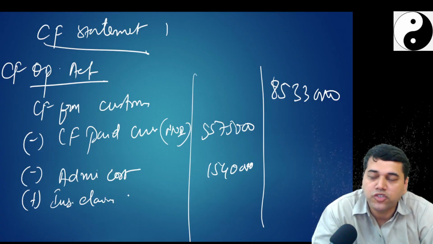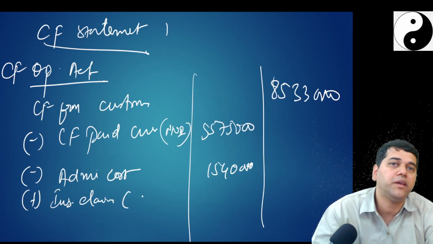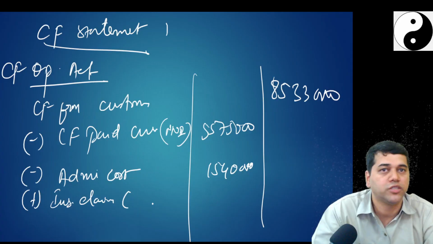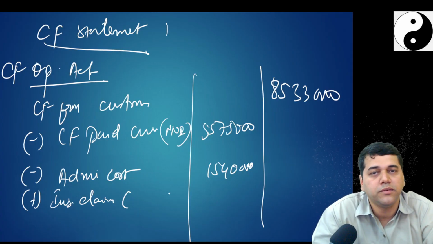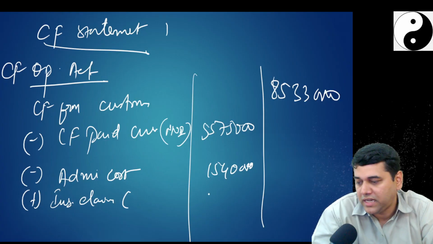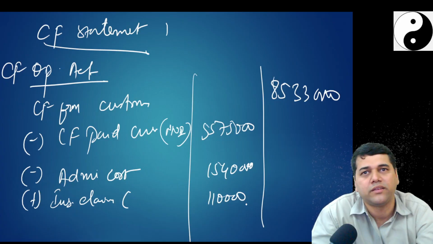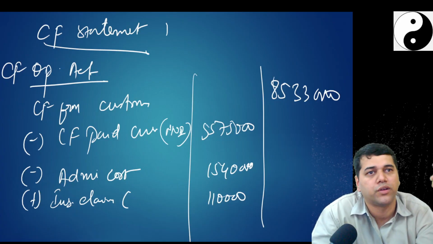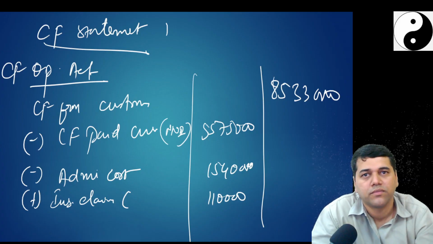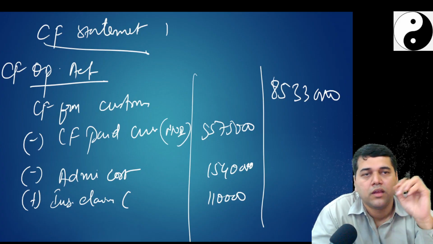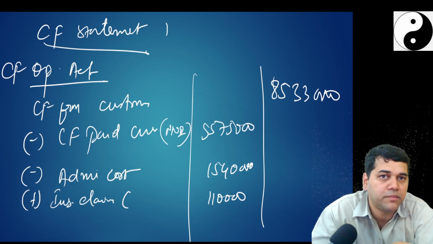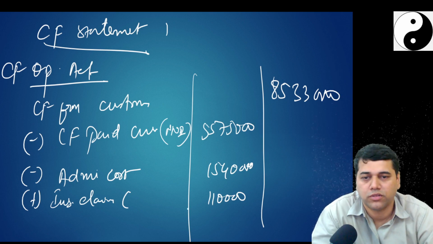Anyhow, in this insurance claim, the question is very silent. We may assume it to be stock. Why? Because the solution they have done treats it as part of your operation. So how much? 1,10,000. Yes, students, there is one argument on that. You can say that insurance claim on the building may be part of your sale proceeds. You can treat it like this. But the question is very silent about the insurance claim. We can give a note.